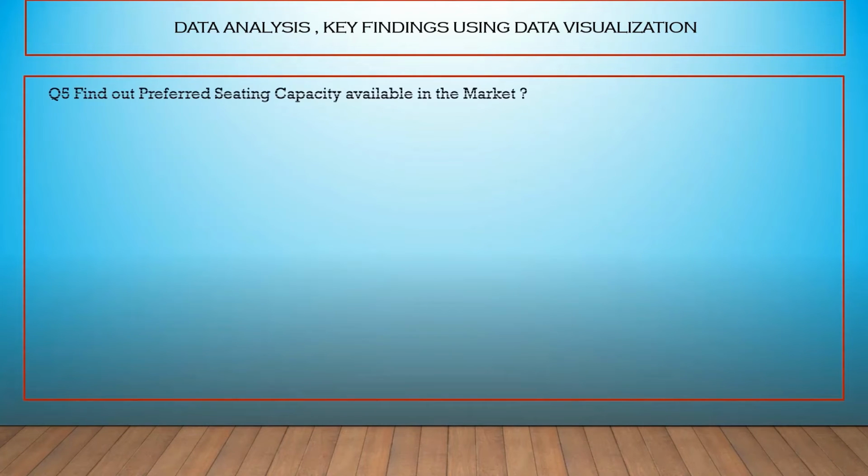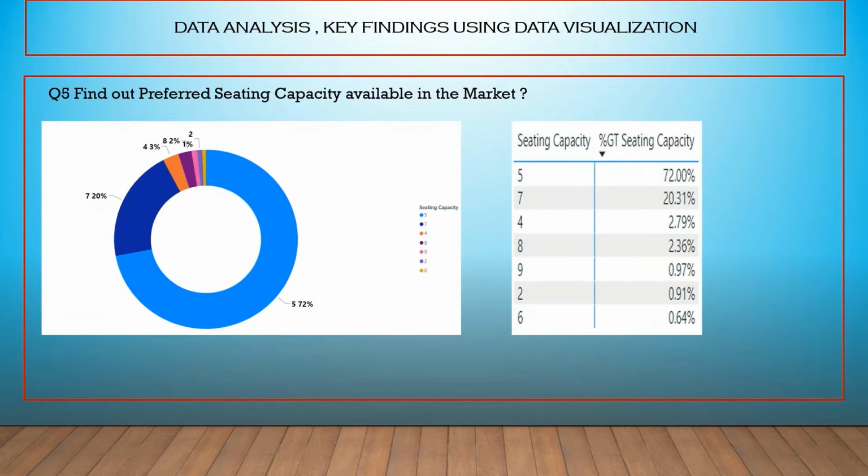Our next objective is to find out the preferred seating capacity available in the market. Here we have used the donut chart to find out the distribution, and hence we can see that the 5 and the 7 seater are the most preferred seating capacity available in the car market.